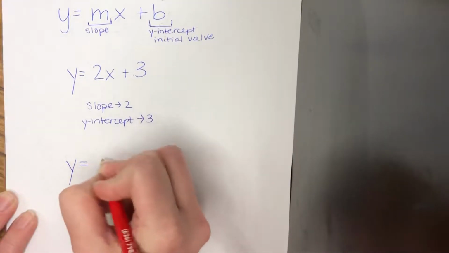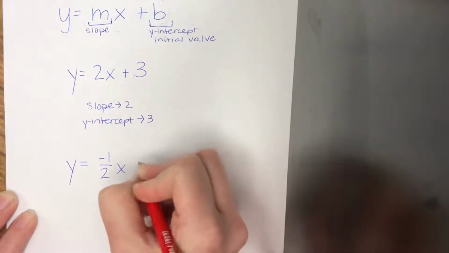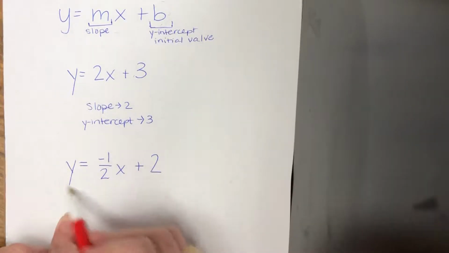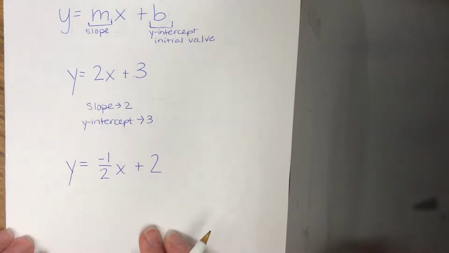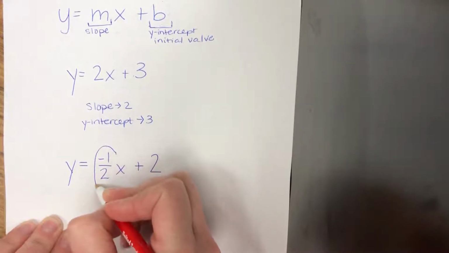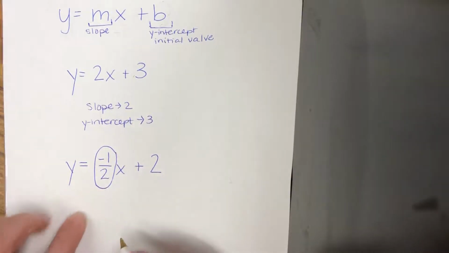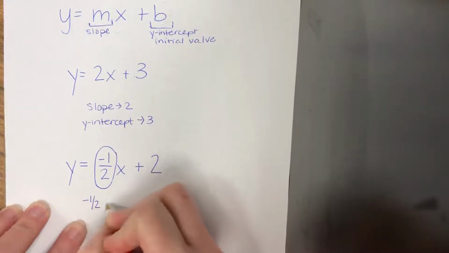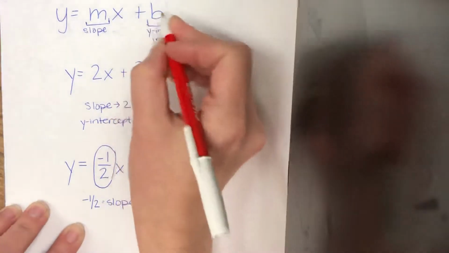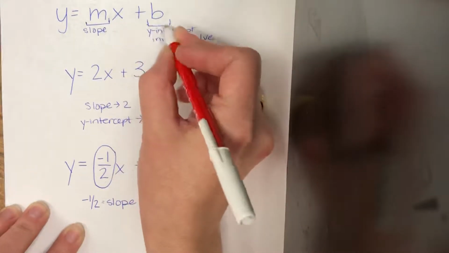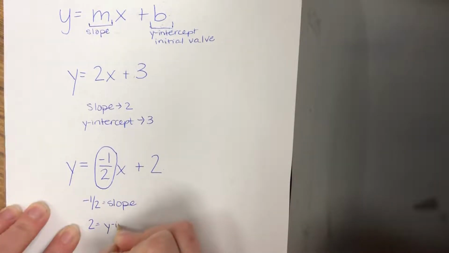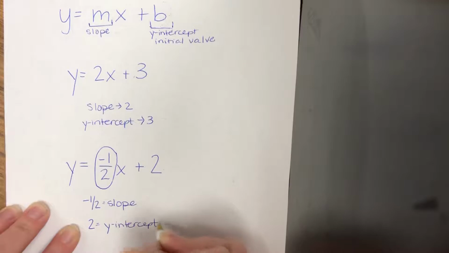Okay, so what if I gave you this? Okay, this is in the correct form, y equals mx plus b. This is in slope-intercept form. The number in place of m is -1/2, so that means -1/2 is the slope. And then the number sitting in place of the b is the y-intercept. The number is a 2, so the y-intercept is a 2.